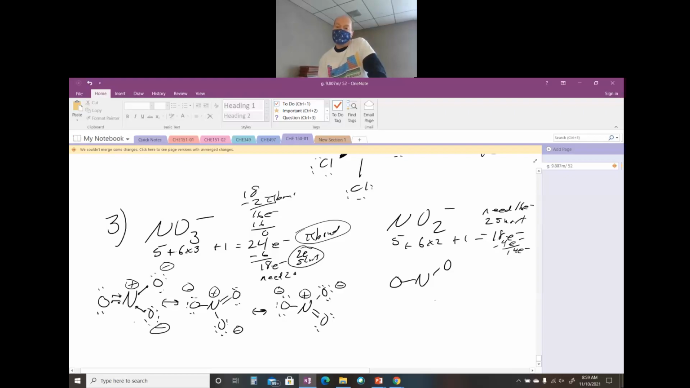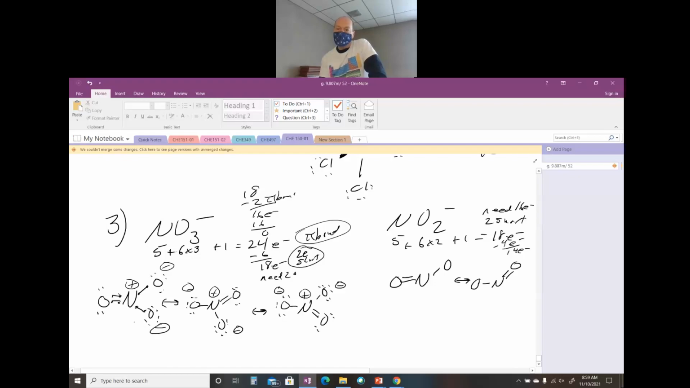Anytime, again, that you are short electrons, you have to put in a pi bond. And so the question is, do we put it on this side or the other side? And the answer is yes, we put it on this side and we put it on the other side.